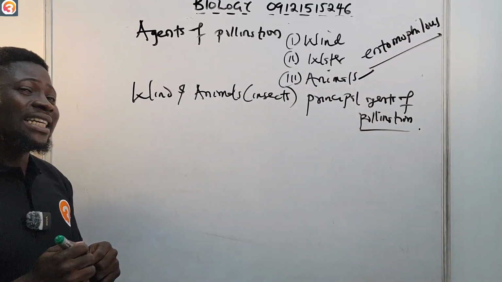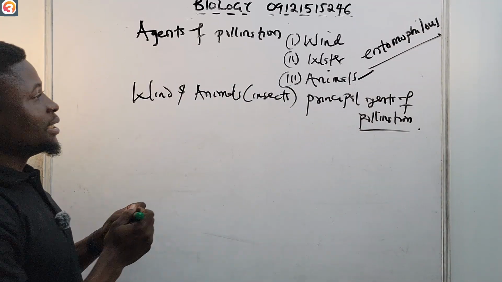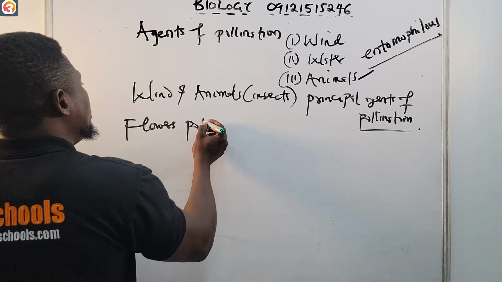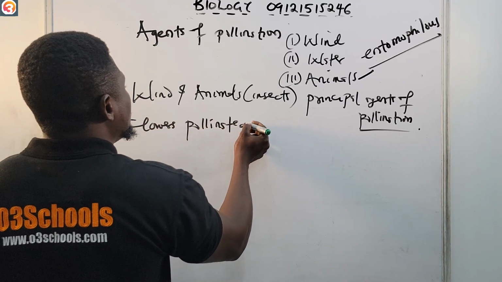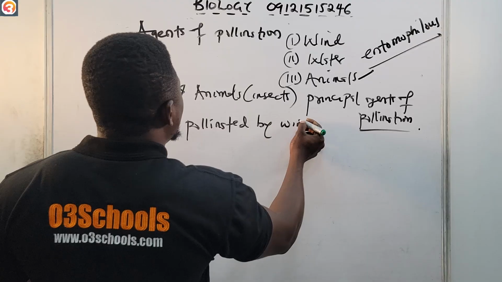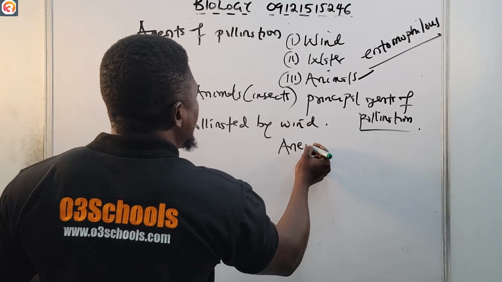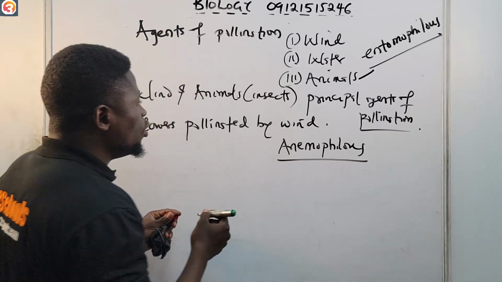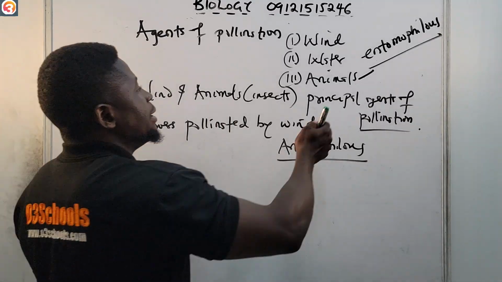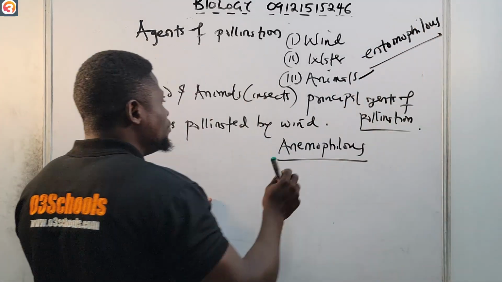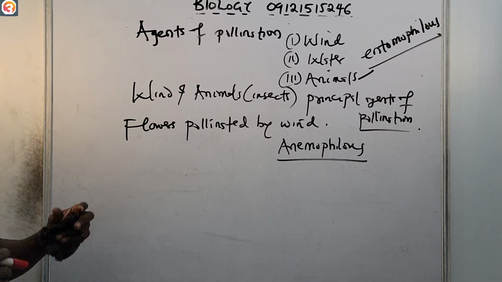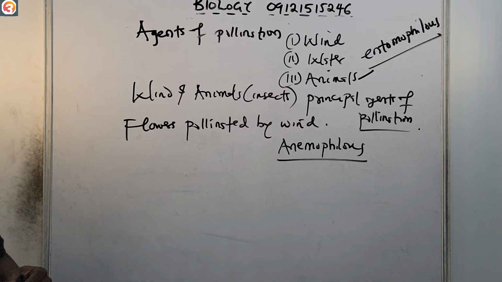While flowers that are pollinated by wind are the ones we call anemophilous. Okay, anemophilous. Okay, entomophilous, anemophilous. Please take note of those two. Okay, and examples of flowers that are what?